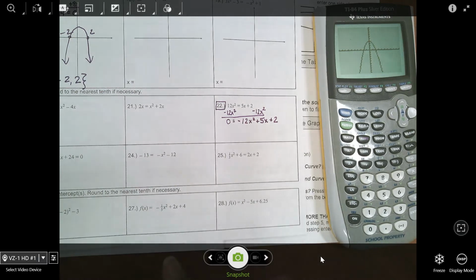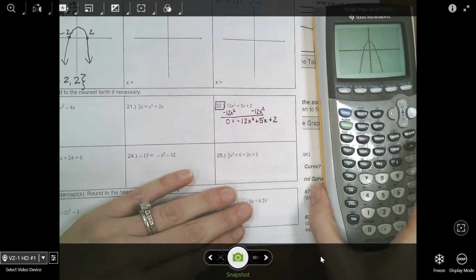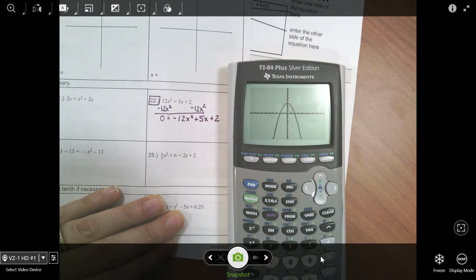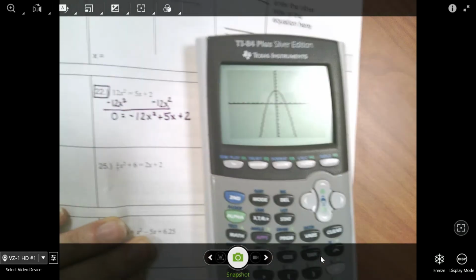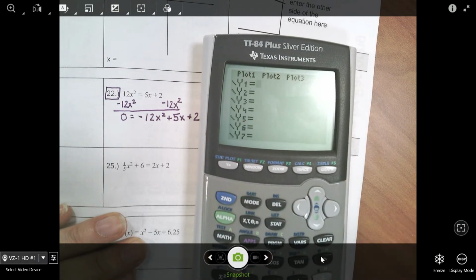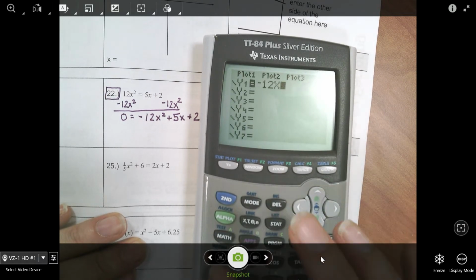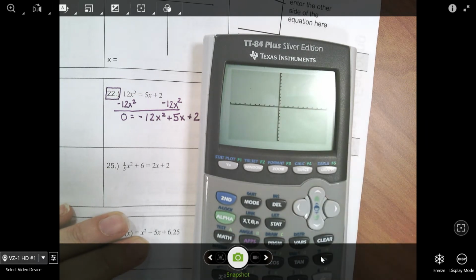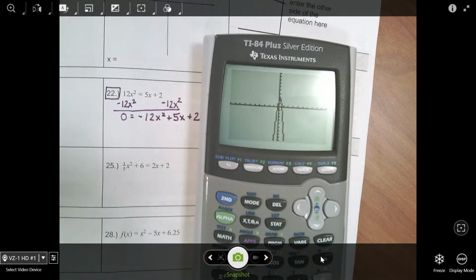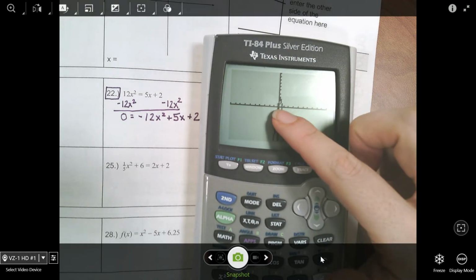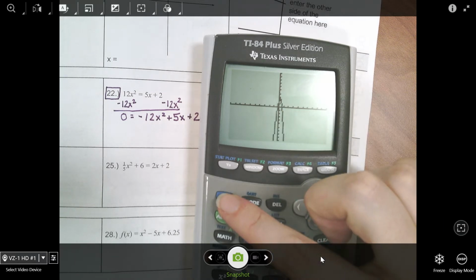All right, now I have it in standard form. So let's put that one in our calculator. And I'm going to zoom in a little bit. All right, clear this one out. I've got negative 12x squared plus 5x plus 2. So here's my graph. Now, if you notice, it doesn't really look like it's crossing at some nice numbers, but just in case, I'm going to check my table first.